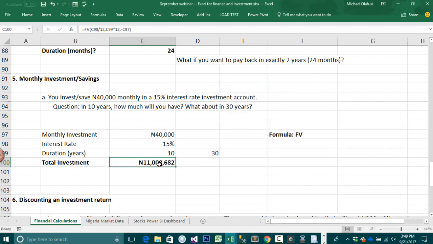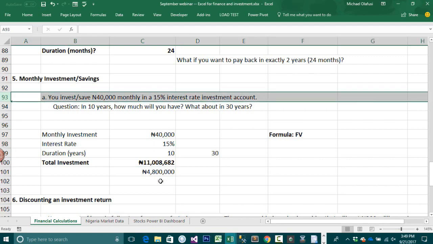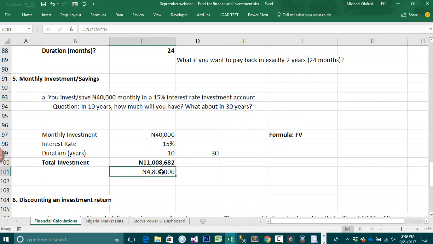It's saying you will get 11 million naira, against, if you had done the verbatim, 40,000 times 10 years times 12 months in a year. See the huge difference, right? That's the power of interest rate. That's why I say you will not be using these simplified calculations in a real life scenario, because interest rate affects the entire calculation, right?